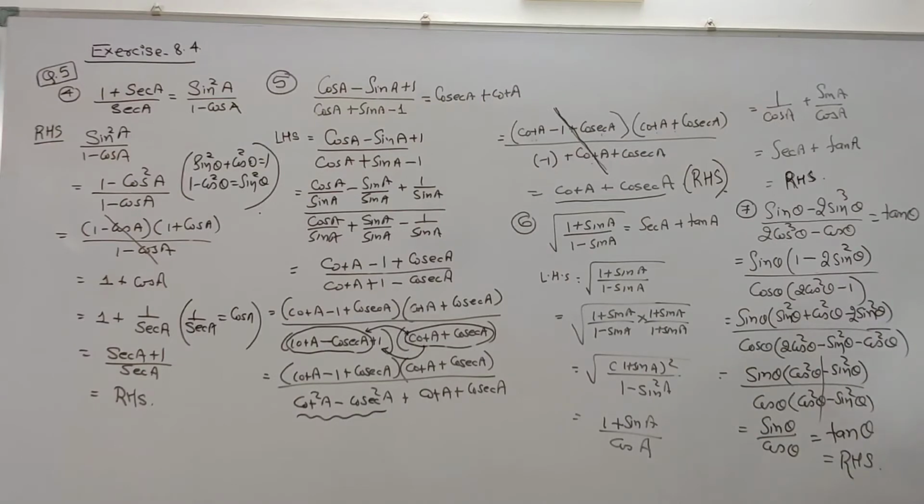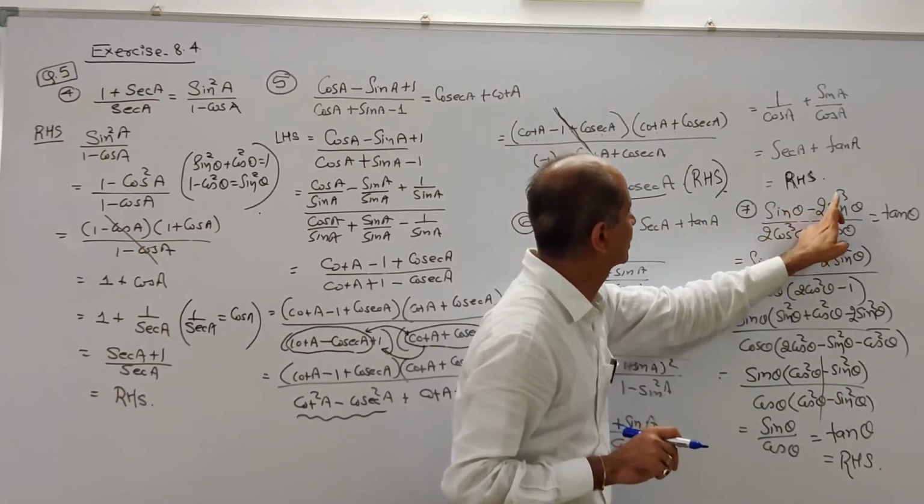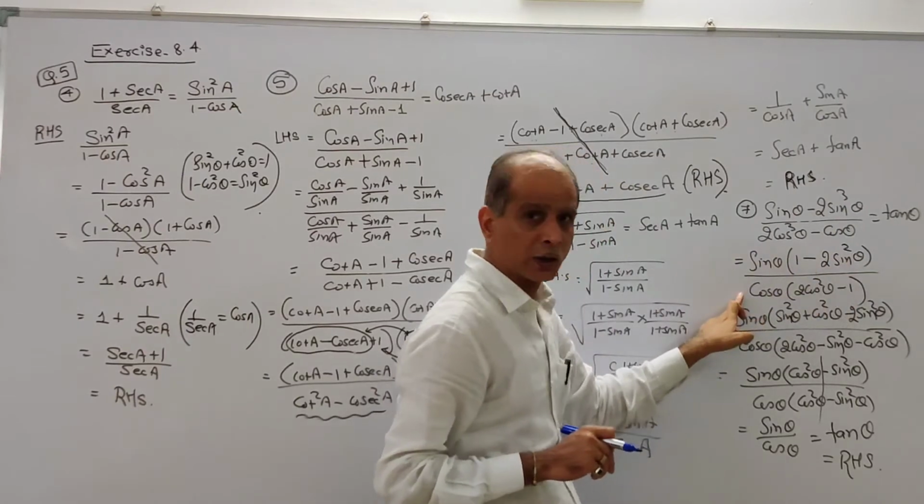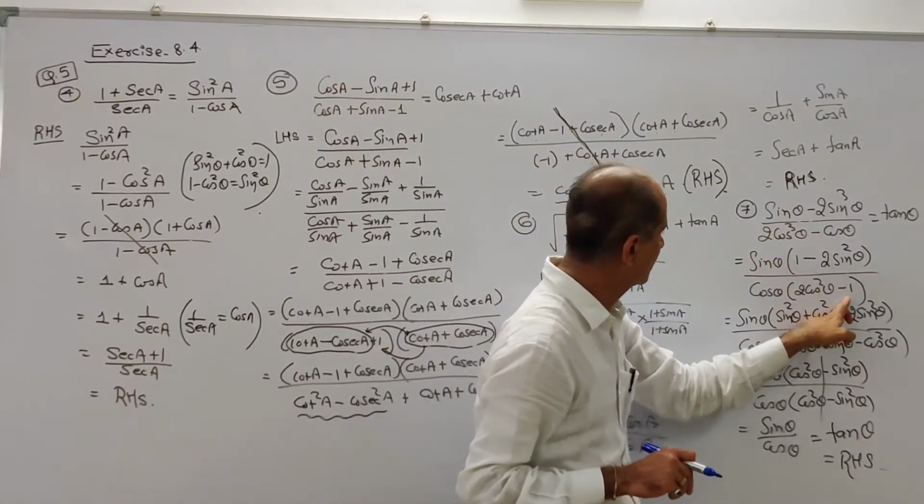Very simple example. Now let me start the 7th example. (Sin theta minus 2 sin cube theta) upon (2 cos cube theta minus cos theta). So you can take sin theta common from the numerator as well as cos theta common from the denominator. So sin theta common from the numerator, sin theta into (1 minus 2 sin square theta). If you take cos theta from the denominator, you get (2 cos square theta minus 1).